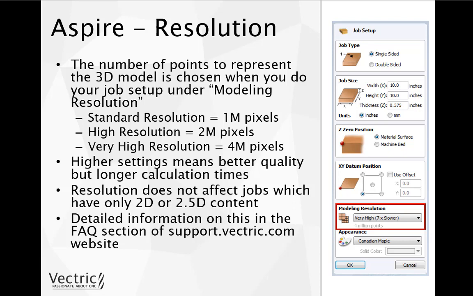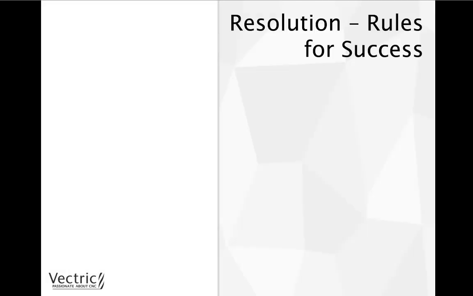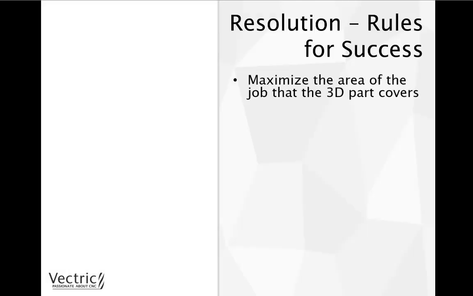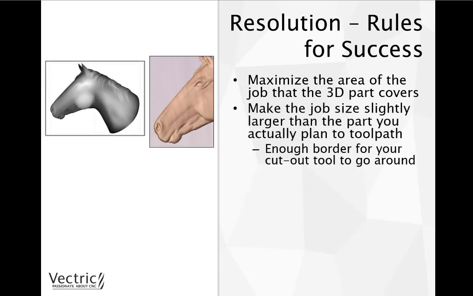For people who are new to this concept, it can be a little difficult to understand, so let's have a look at some rules for success. The first thing you want to do is maximise the area of the job that the 3D part covers. You don't want lots of space in your job that is irrelevant to what you are actually machining. A good idea is to make the job size slightly larger than the part that you actually plan to toolpath.